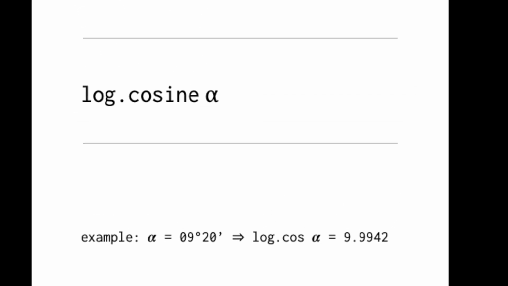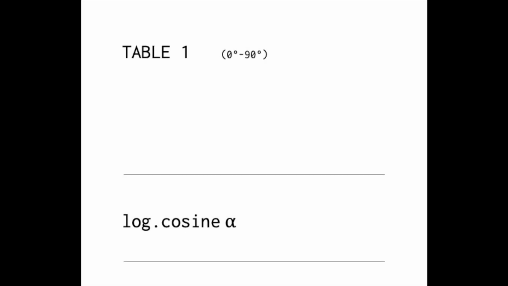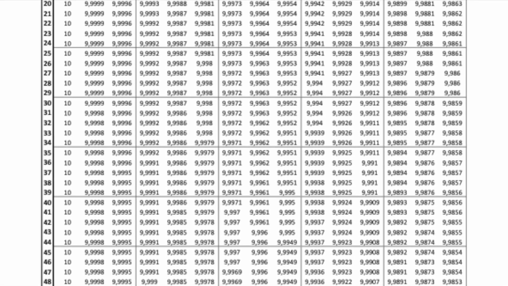For Tables 1 and 2, no explanation is necessary. They are read with the degrees across the top to the right, and the minutes from top to bottom. Table 1 is used twice, while Table 2 is used only once.